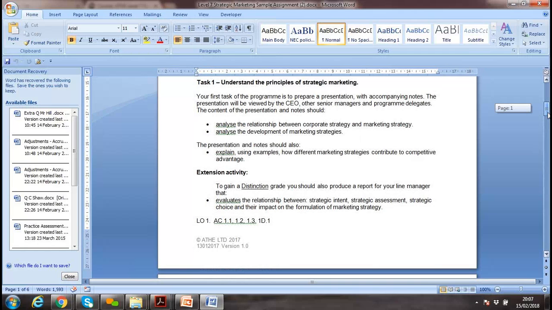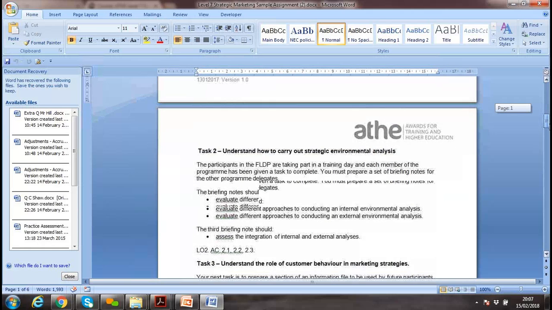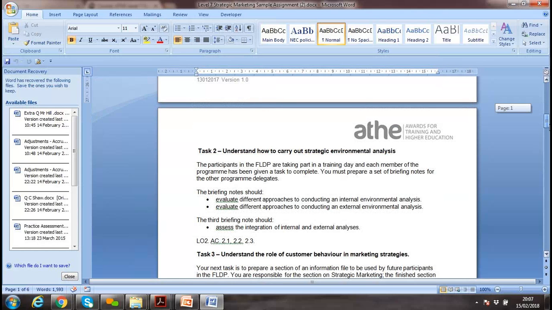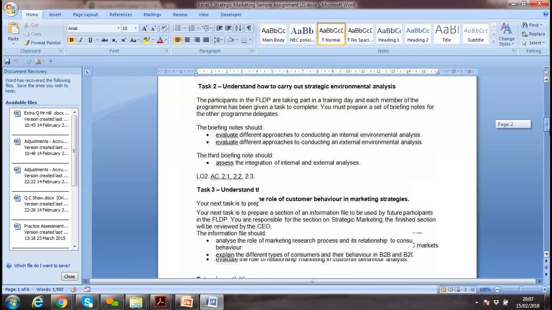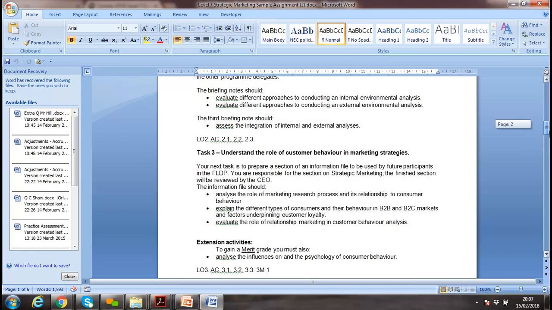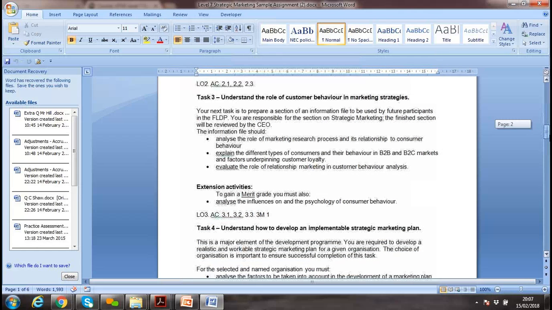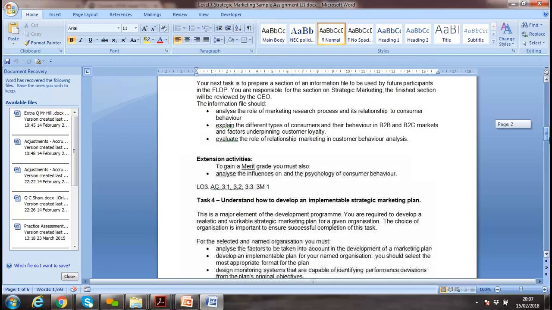Task two is to understand how to carry out the strategic environmental analysis, like we discussed, SWOT analysis, PESTLE forces: political, economic, social. You can discuss per capita incomes and things as well. The third task is to understand customer behavior, where we discuss B2B, B2C, and the behavior theories we learned as well.